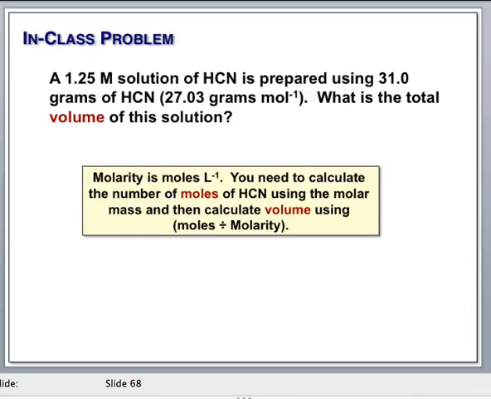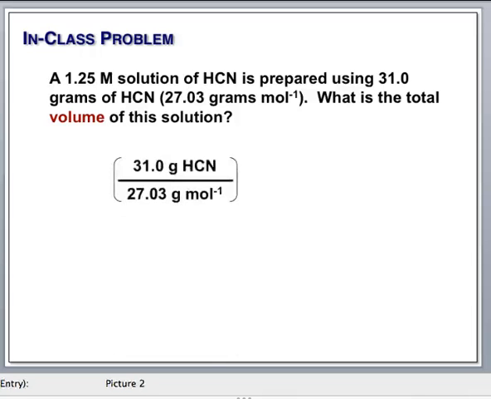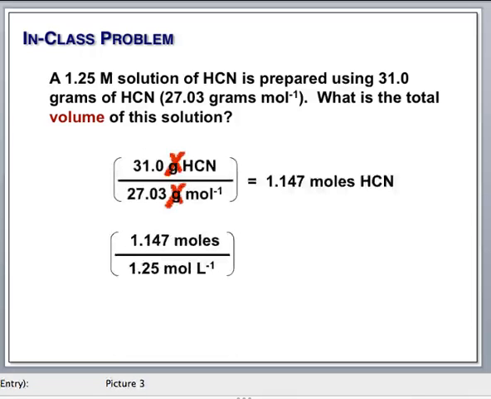No more molarity, no more number of moles. Calculate our volume this way. Mass over molar mass is moles. Moles divided by our concentration. Moles cancel, and we're left with 0.918 liters of solution. Any questions?